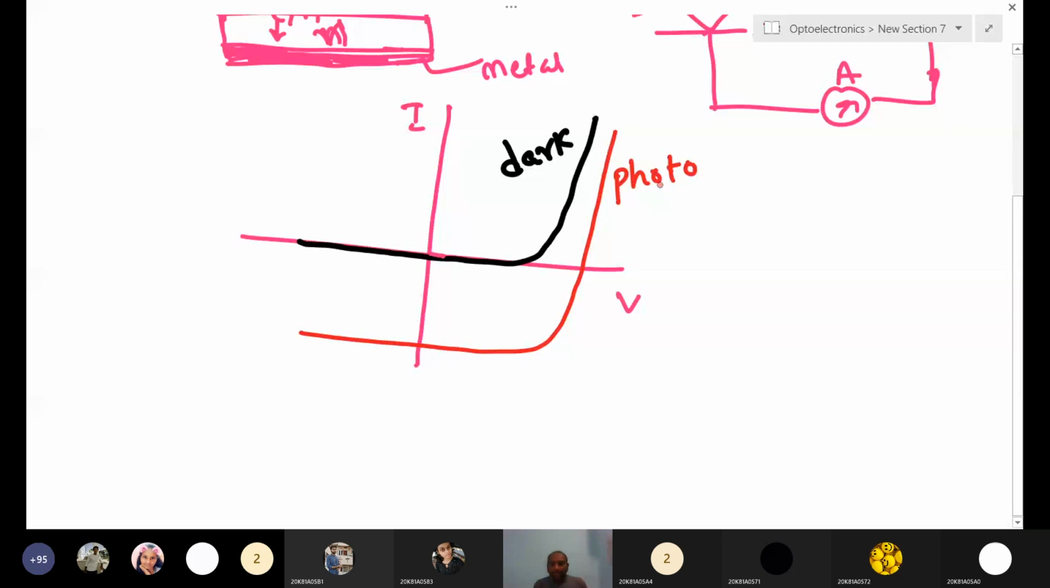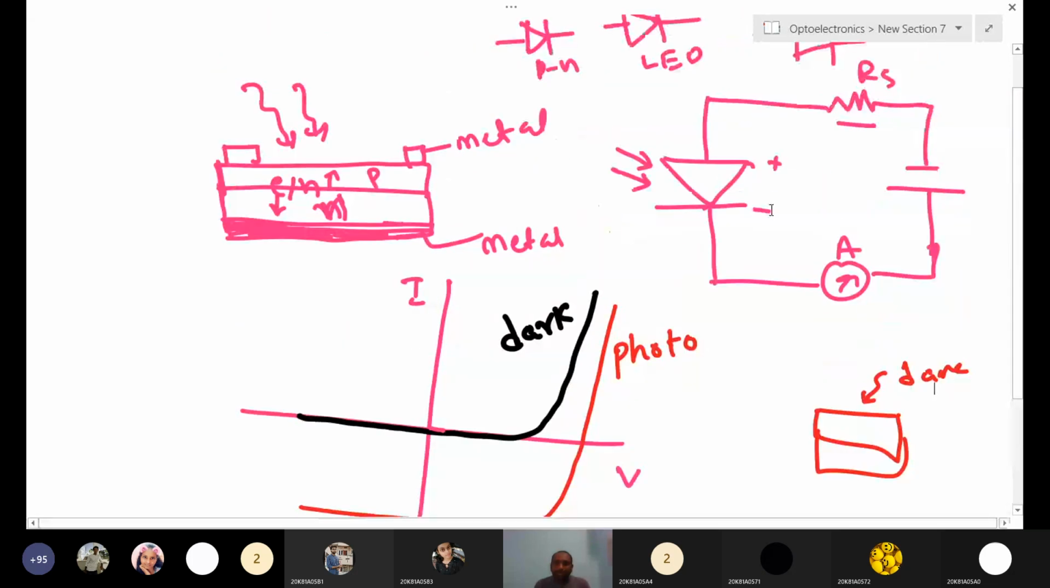So first, dark means without any light. Suppose you have a device here. First you are not shining any light; that is the dark current. You can see in the diagram also: in the first curve we are not shining any light, and we get some current because of this negative biasing voltage.